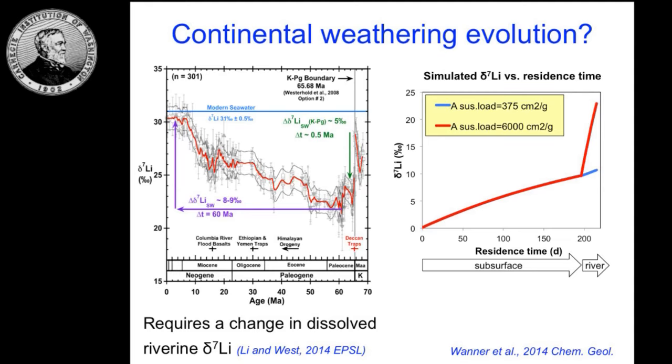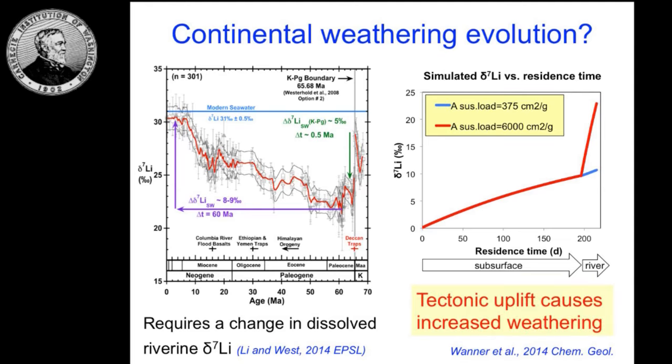This actually goes with the rise of the Himalayas, because mountain building and uplift can cause more erosion, which generates higher suspended material in the rivers. We can have higher delta lithium. So that's still one of the reasons to explain it. The tectonic uplift causes increased weathering to explain the Misra and Froelich diagram here.